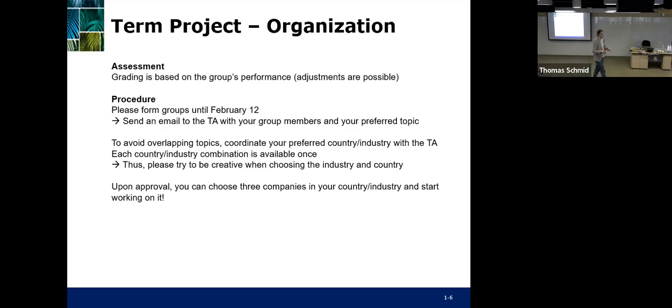So really choose what you find interesting, and there's no need to try to be strategic and choose an industry that is fancy or something. It really will not affect your performance.